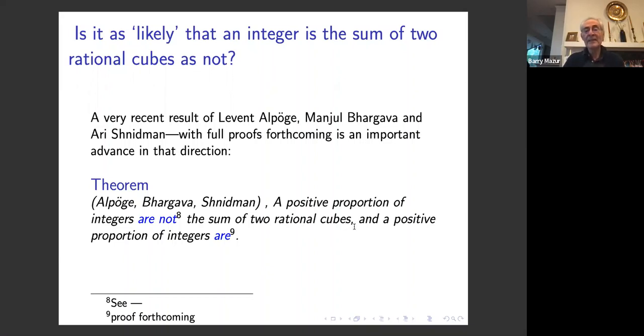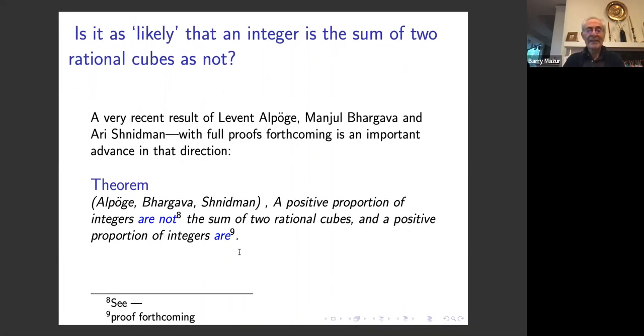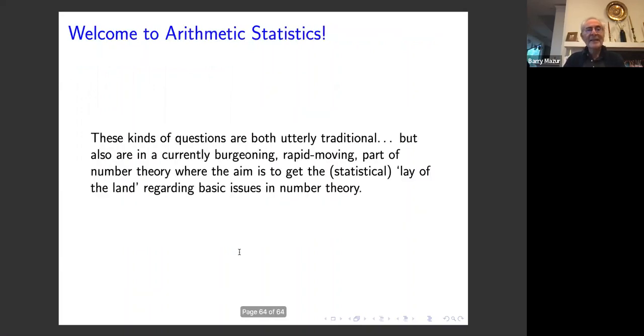This is entirely written, and a positive proportion of integers are not sums of two rational cubes is their theorem, which I think is one of the really beautiful, surprising, and as recent as you can imagine, proofs in the field of arithmetic statistics. So welcome to that field.